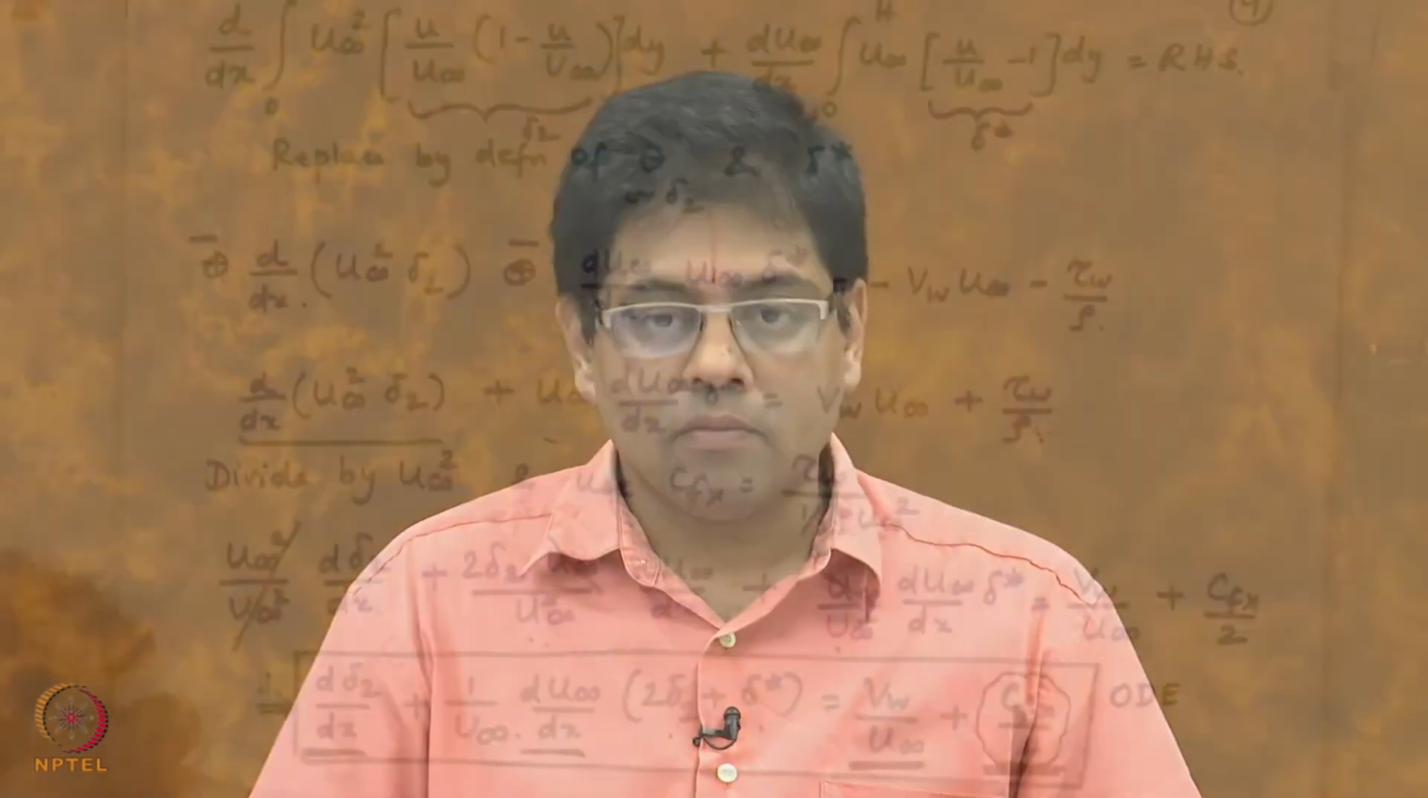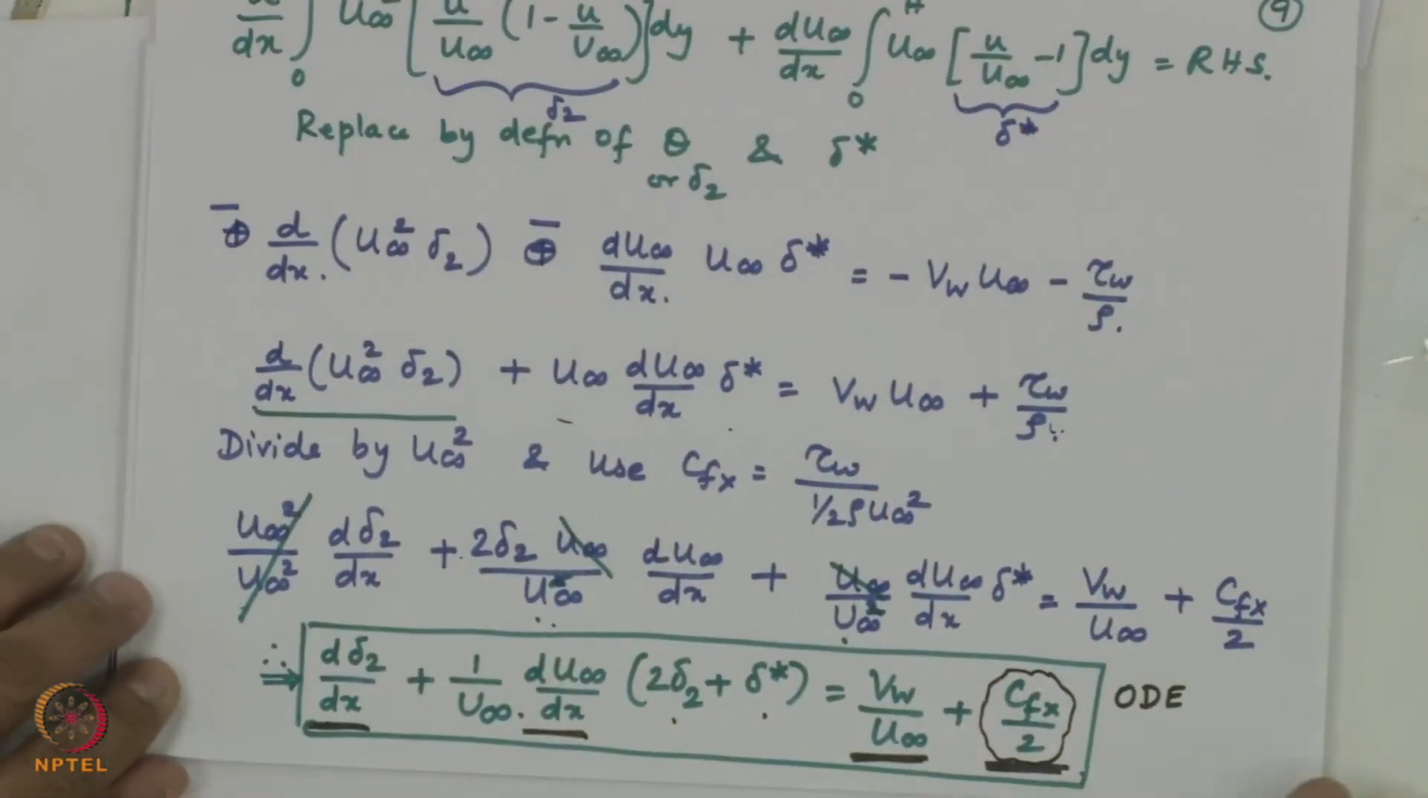In the last module, we looked at the integral momentum equation and applied it to flow over a flat plate with no suction or blowing, which means uw is equal to 0, and constant free stream velocity, which means du infinity by dx is equal to 0. That means the integrated momentum equation became d delta 2 by dx is equal to cfx by 2.